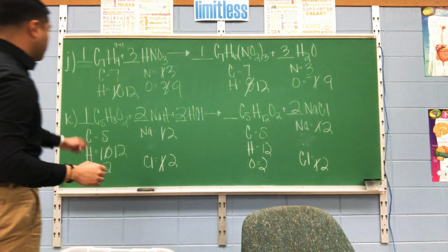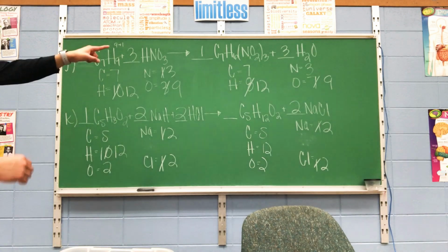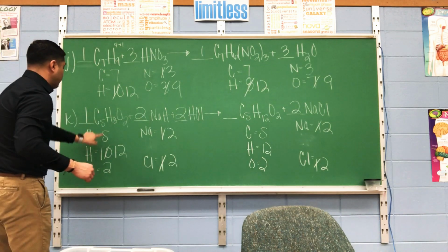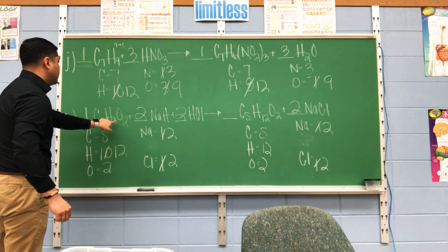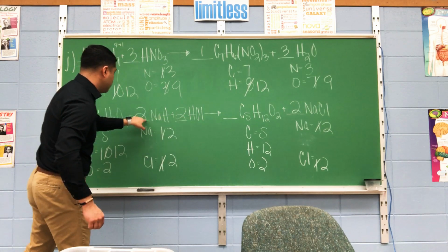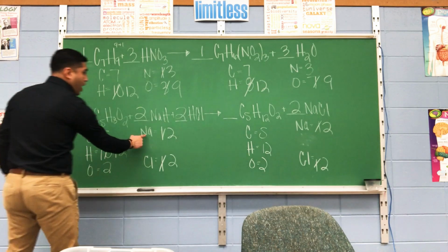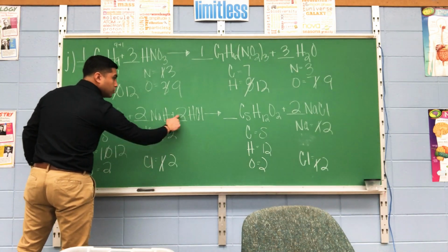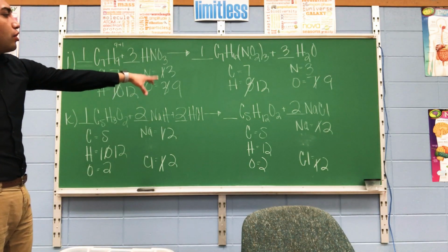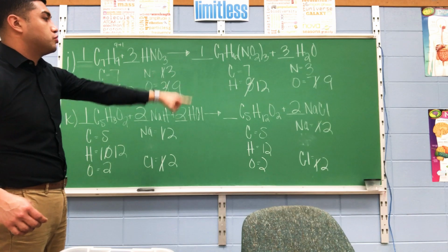You'll step back and you'll notice it's 5 and 5, 12 and 12, 2 and 2, 2 and 2, 2 and 2. Again, you have 5 carbon, you have 8 plus 2 plus 2, hydrogen is 12. You have 2 O's that didn't change. You have 2 sodium, 2 chlorine. On that side, you also have 5 carbon, 12 hydrogen, 2 oxygen, 2 sodium, 2 chlorine.